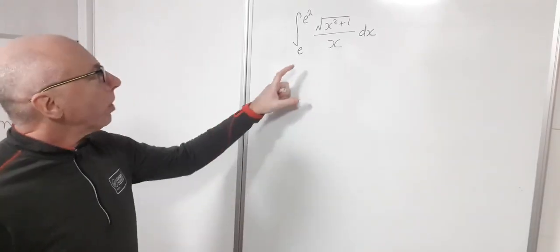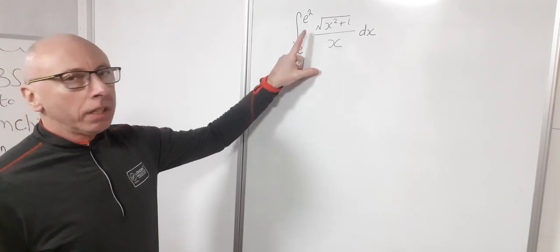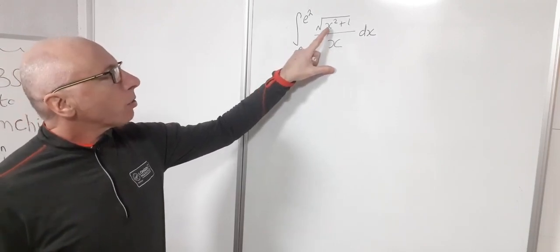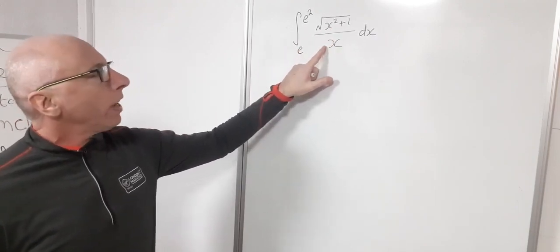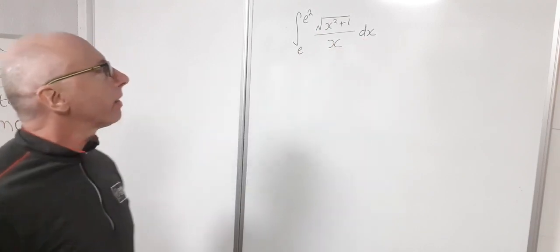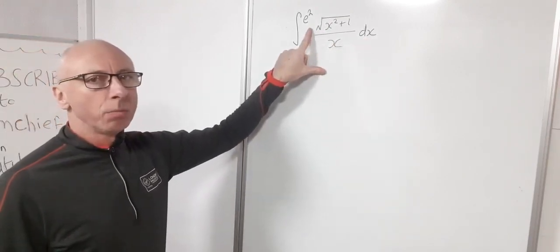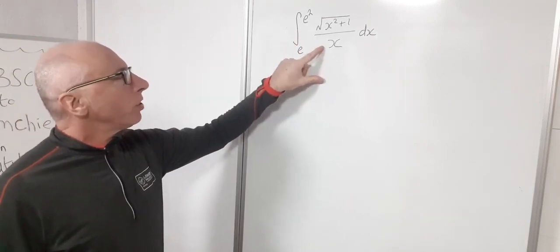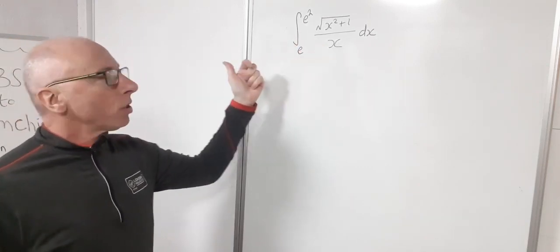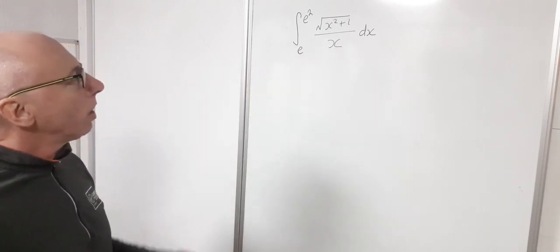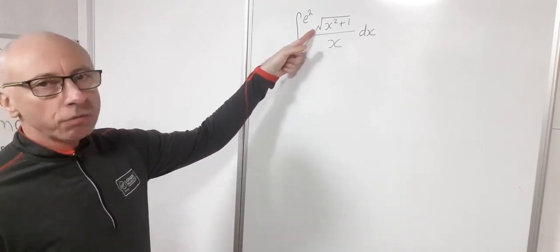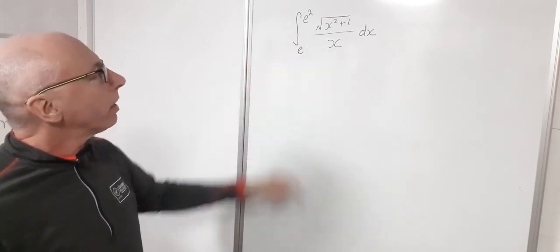Okay, so we've got an integral here. We're going to integrate from e to e squared, the square root of x squared plus 1 over x with regards to x. Now this is quite an interesting looking integral here with a radical in the numerator. If there's a radical in the denominator, there's maybe some sort of trig identity we could use. But here we're stuck with the radical in the numerator.